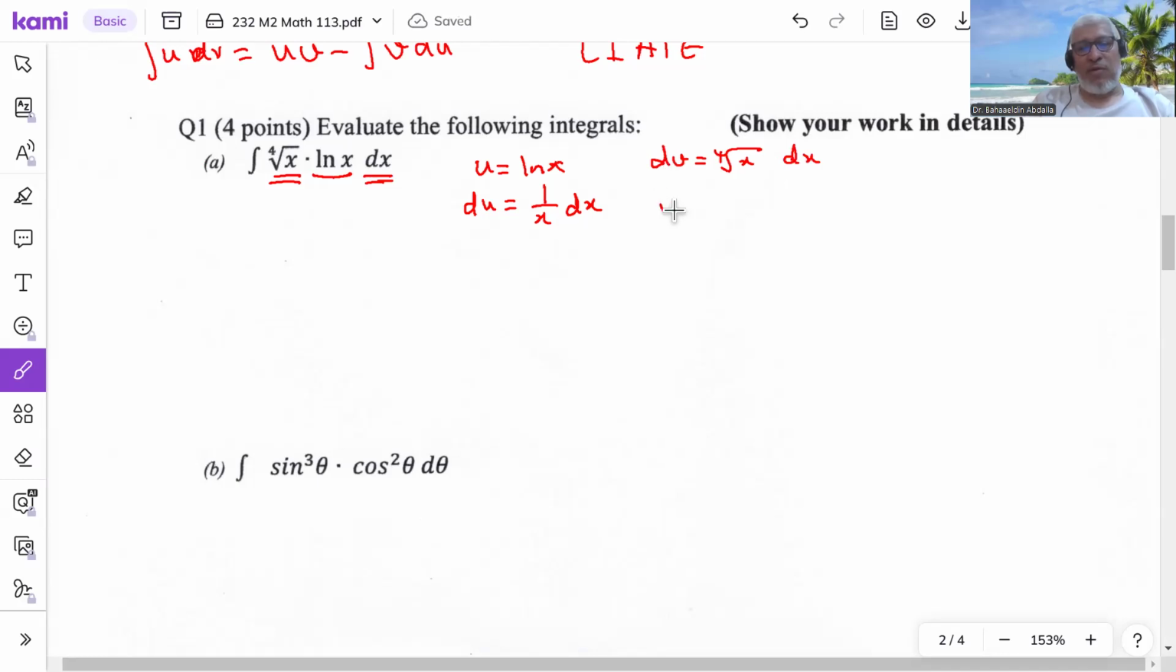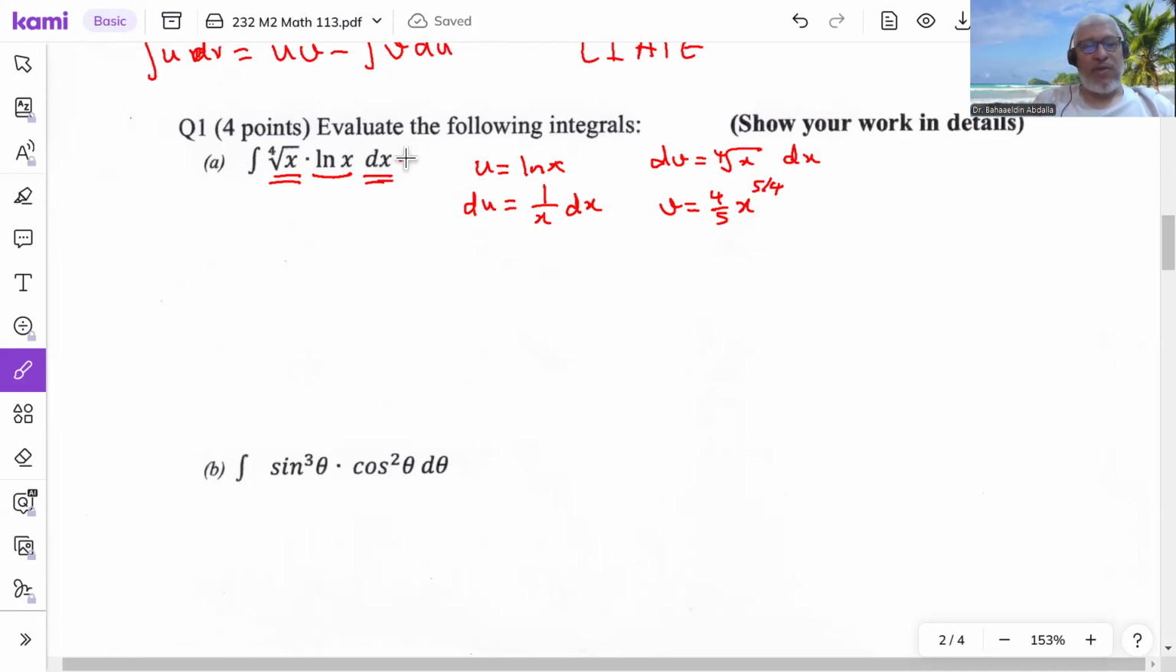And to find v, we need to find the integral of the fourth root of x, which is x to the power 1 over 4. And the integral of x to the power 1 over 4 is x to the power 1 over 4 plus 1, which is 5 over 4, over 5 over 4. Instead of saying over 5 over 4, we can multiply by 4 over 5.